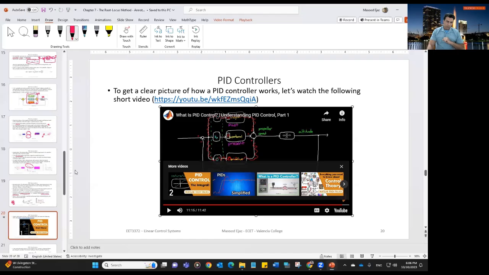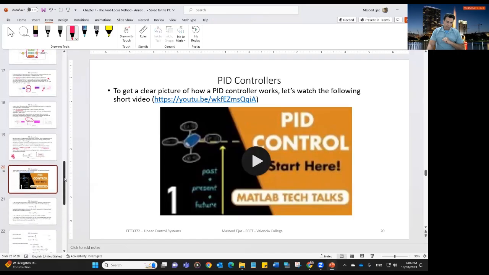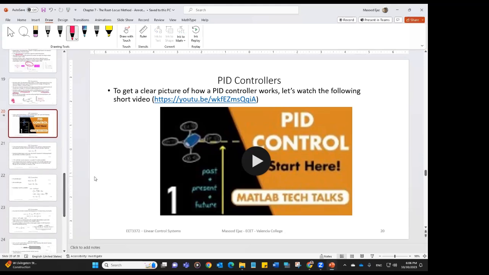Any question about what PID controllers do? No questions. I have a stupid question on the drone thing that I kept thinking about.